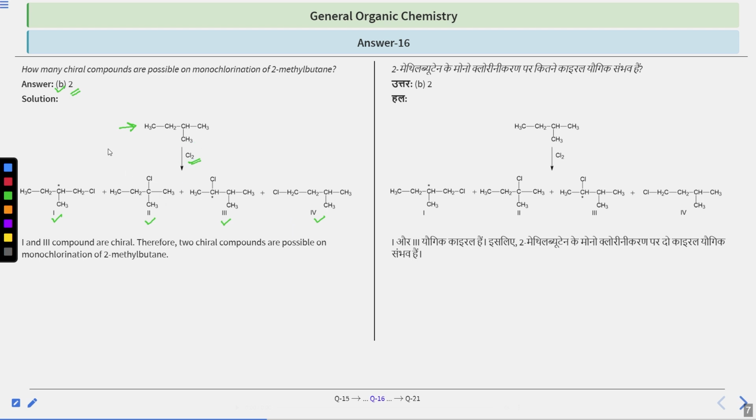But we have to tell the chiral compounds which we get after the monochlorination. So how many of them are chiral? From the 4 compounds we get, only 2 are chiral, the first one and the third one. Therefore, 2 chiral compounds are possible on monochlorination of 2-methylbutane.